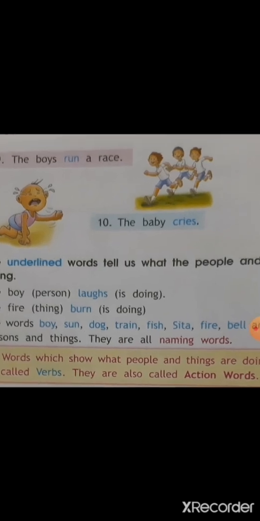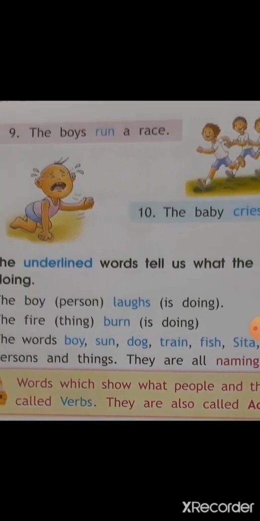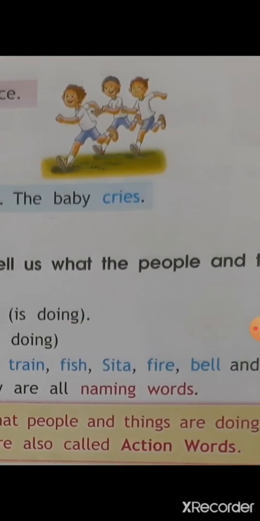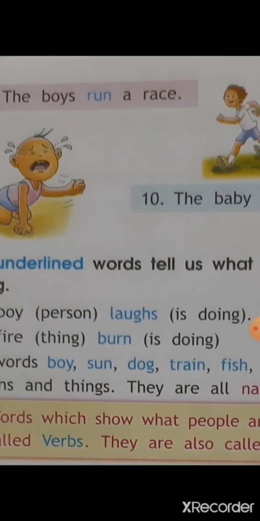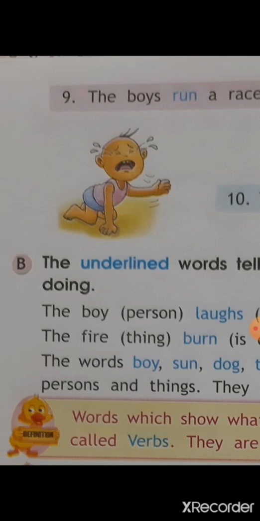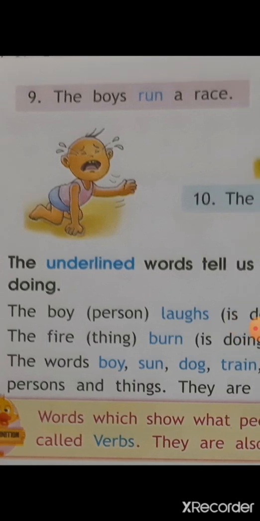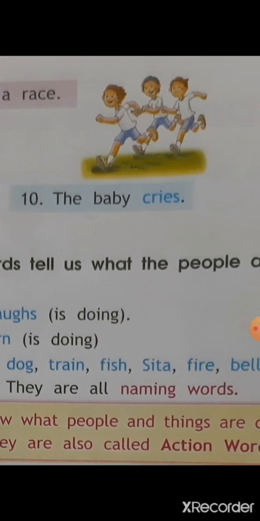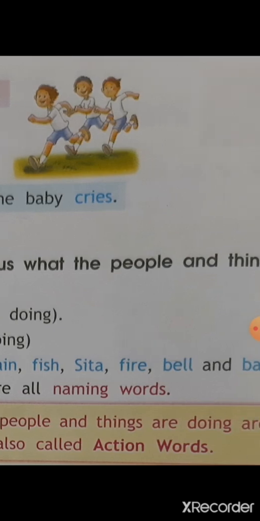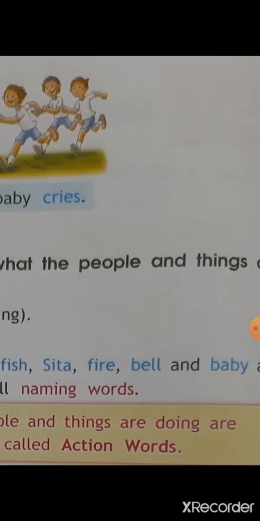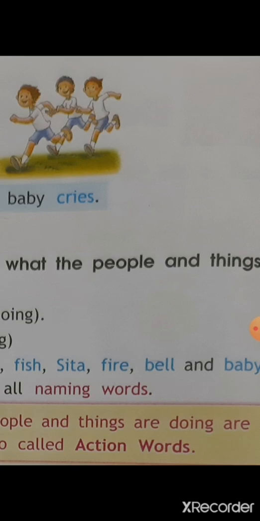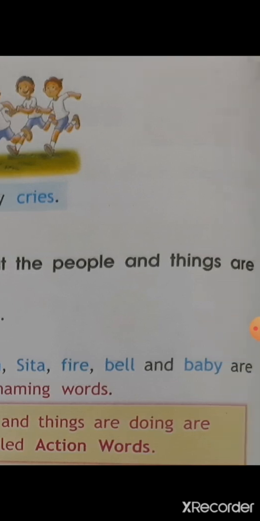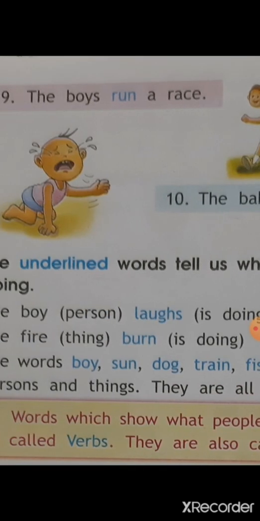Okay. Now, pay attention. Words which show what people and things are doing are called verbs. The words that show us what people or things are doing, the action they are doing now, are called verbs.